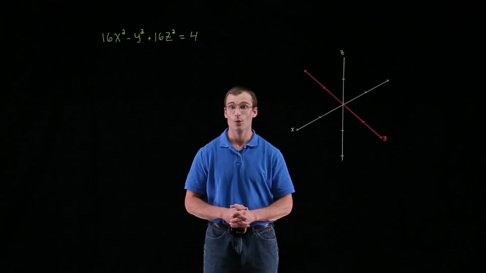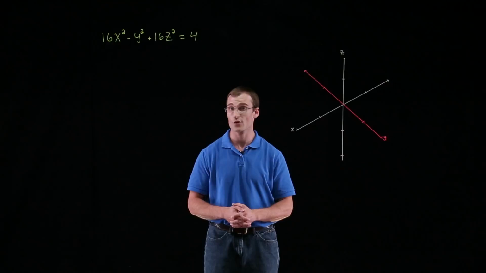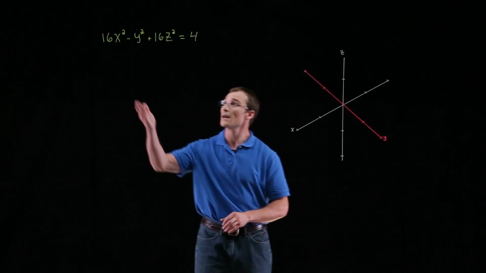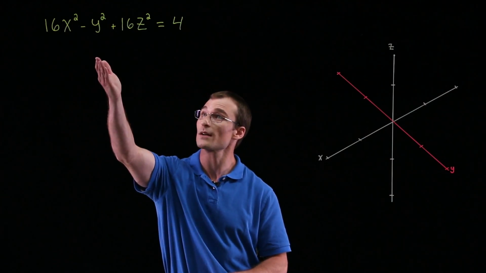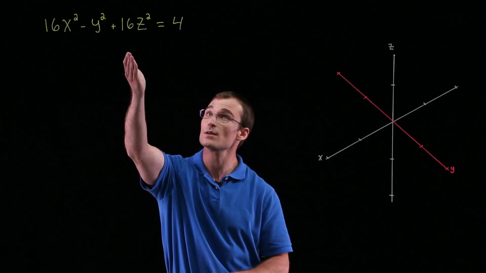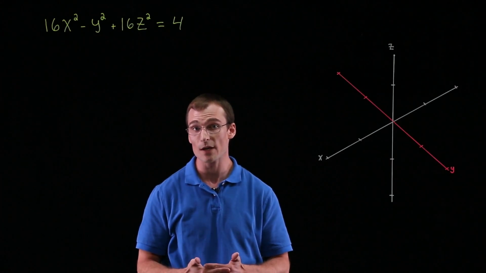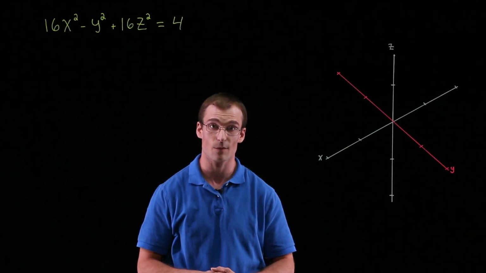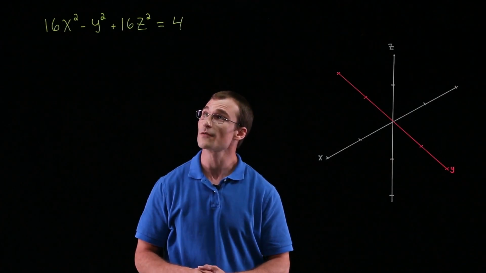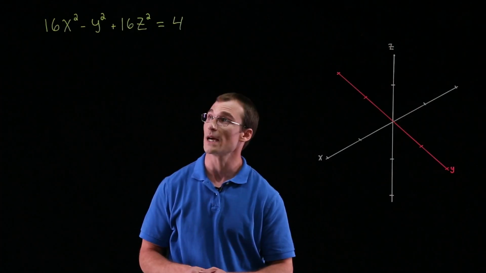Welcome everyone, I'm Adam. In this problem, we're going to classify and sketch the quadratic surface given by our equation 16x squared minus y squared plus 16z squared is equal to 4. And then when we're done with that, we're going to be using a computer algebra system or a graphing utility to confirm our sketch. So first off, let's try and classify the type of curve that we have.